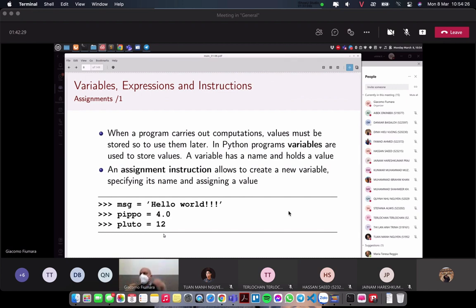Rather, the meaning is: take what's on the right and store it in the memory location, in the variable on the left. That's the meaning. So in your mind, please every time replace the equality with the left arrow. What's on the right must be stored on the left.